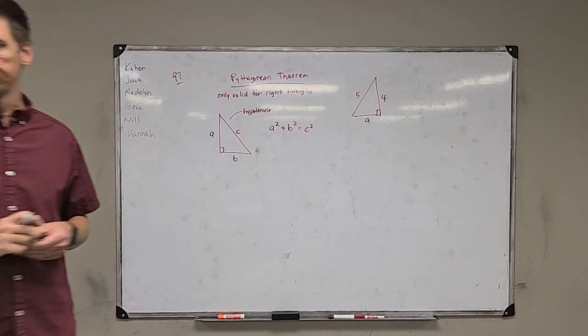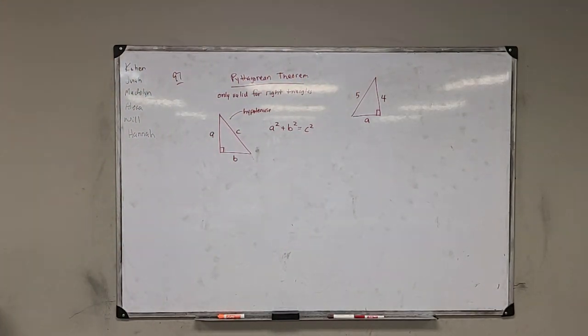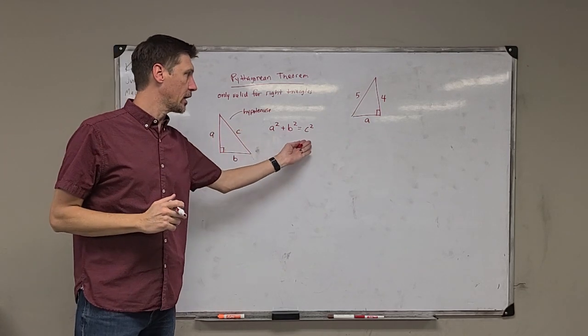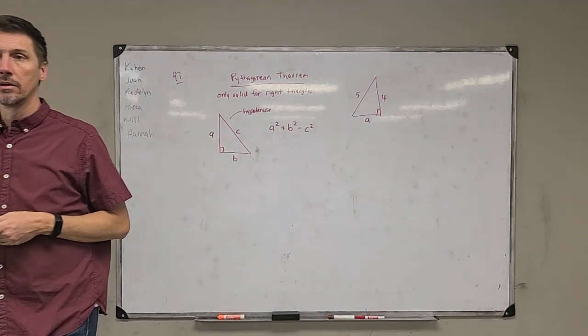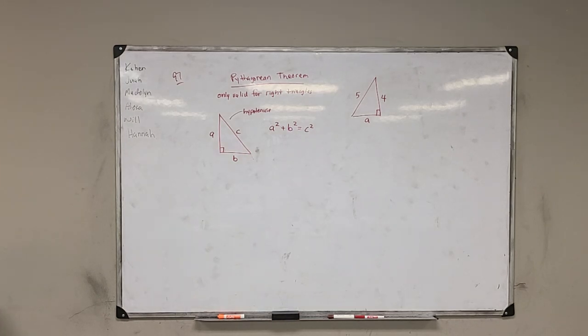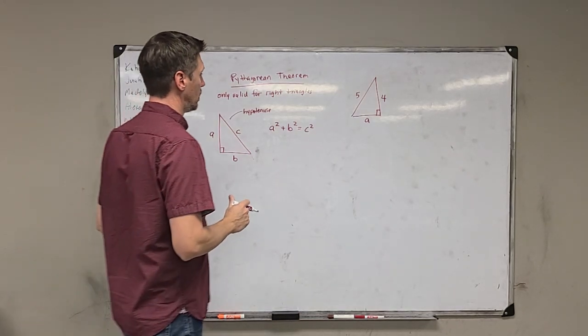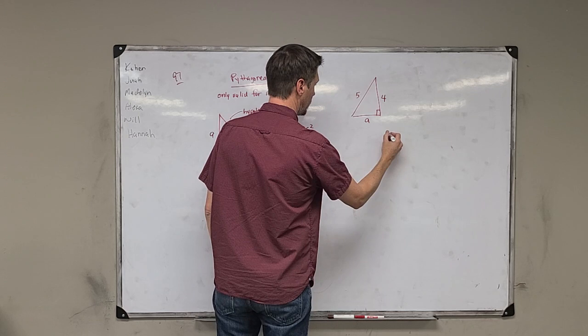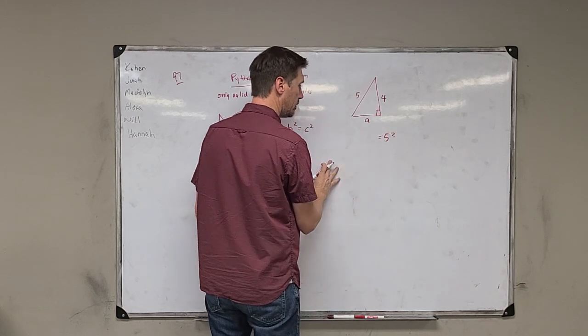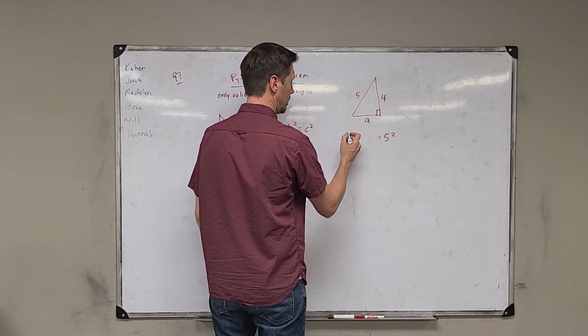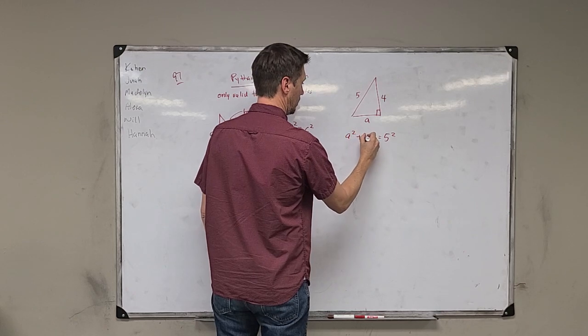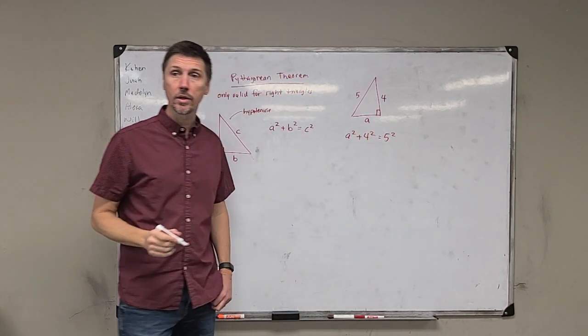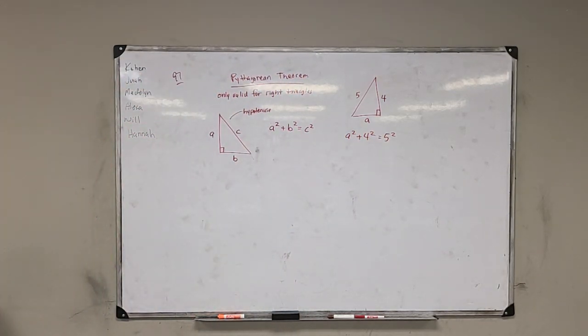All right? So somebody tell me how I would write my Pythagorean theorem based on this triangle. Wouldn't it be like 5 as C? Yep, so we'll put the 5 squared over here on this side. And then you have A squared and B is 4, right? A squared plus 4 squared equals 5 squared. Does everybody see that? That makes sense?